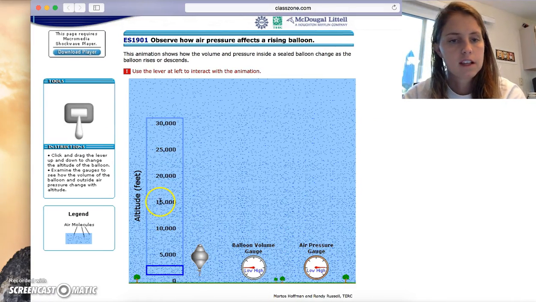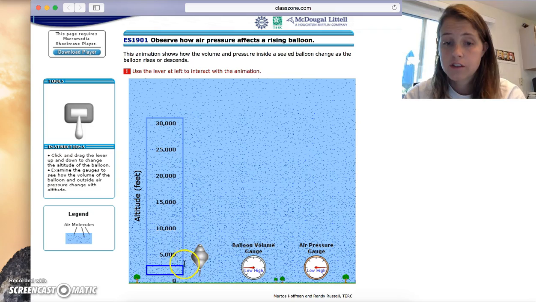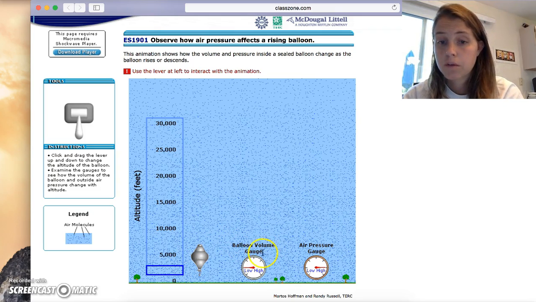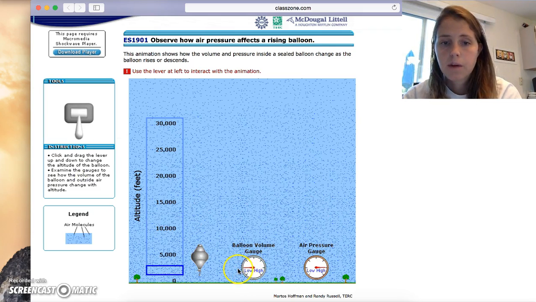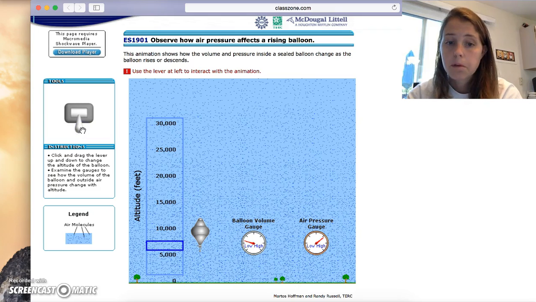Okay, so here's our balloon. We can look at the volume of the balloon and the air pressure. As we go up, let's first look at the very bottom. At the very bottom, the volume is low and the air pressure is high because we have all this atmosphere pounding down on this balloon. Then as we move up, notice that the air pressure has decreased.